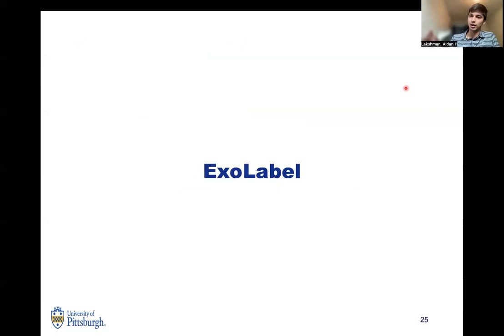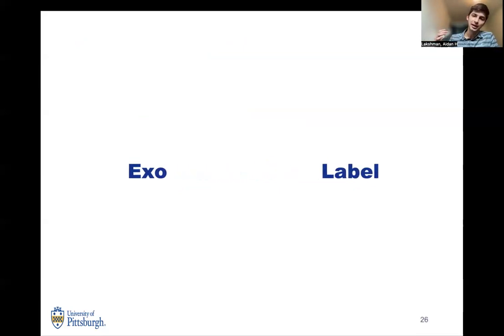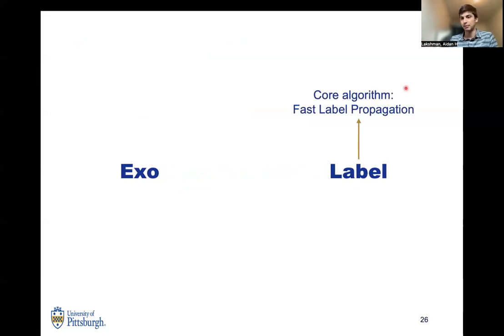This led to our introduction of an algorithm we're calling ExoLabel. It's named this because it builds off of fast label propagation with a number of refinements, and EXO, because as much as we can, we're storing data out of memory, so on disk.